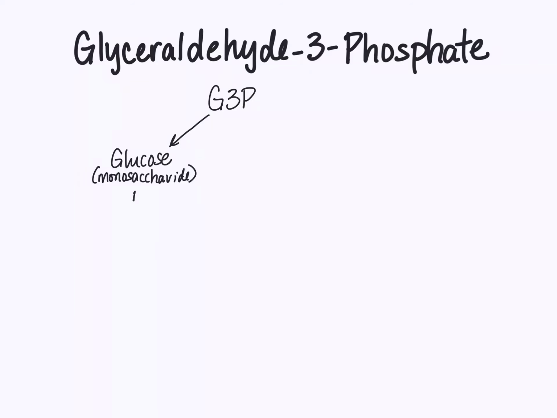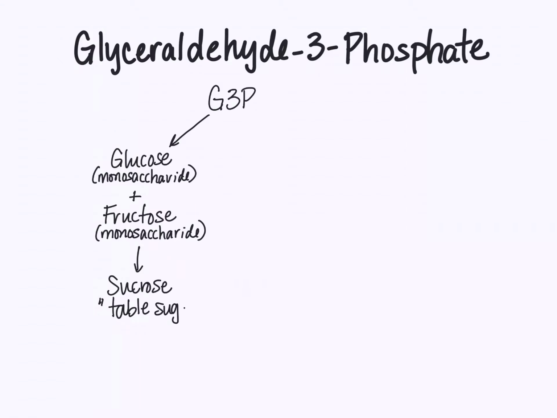The glucose can then be combined with a fructose molecule, which is also a monosaccharide, to form the disaccharide known as sucrose. And sucrose is also just called table sugar, because this is the sugar that you keep in your house that you can bake with or add to your coffee. It's just the sugar that you have on your table. And as I mentioned, sucrose is a disaccharide.